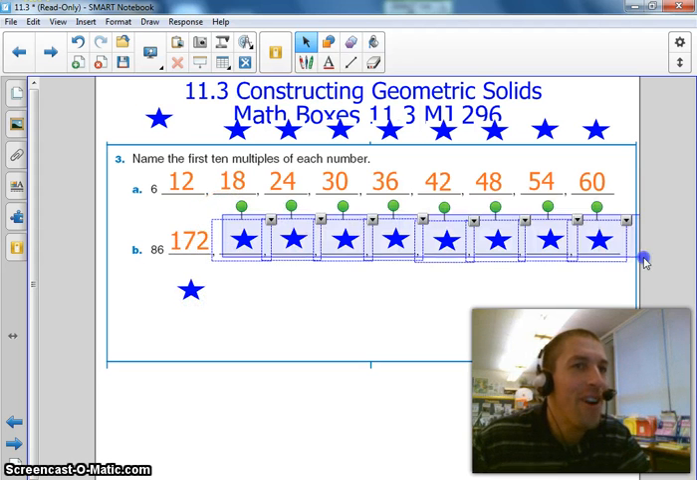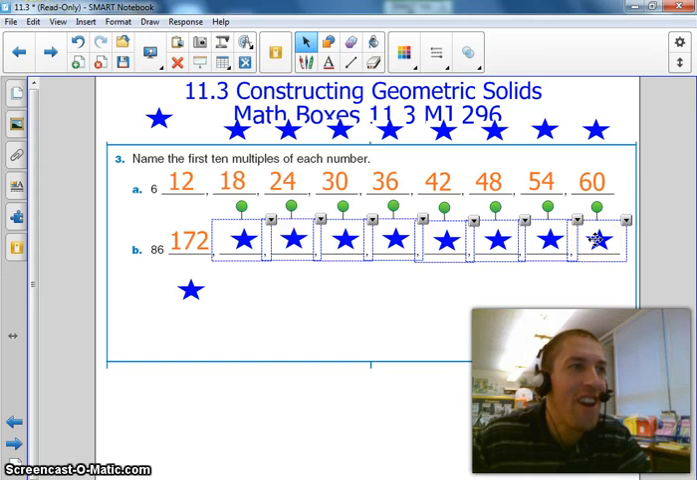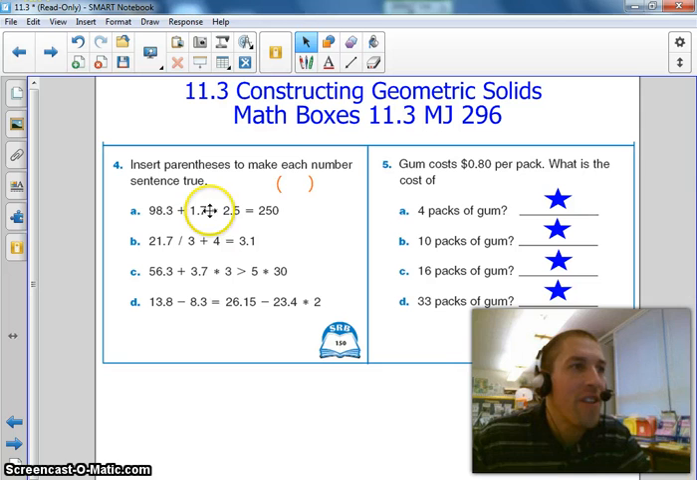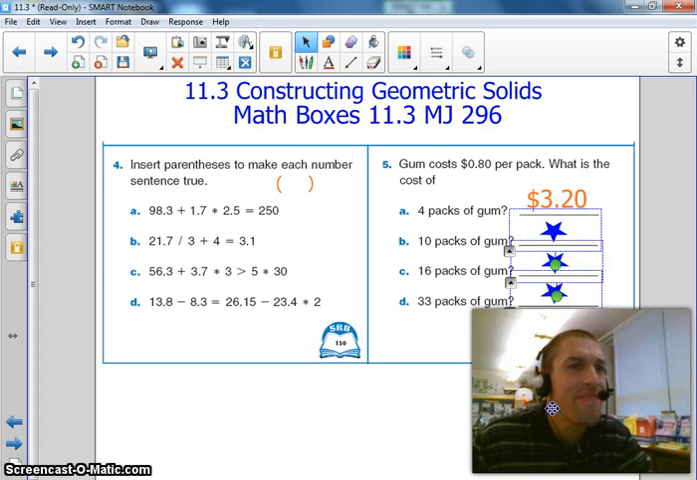172. That's a little harder. You want to challenge yourself? Pause it and try. Here are the answers. Put the parentheses in to figure it out. Alright. What about these? 80 times 4. 8 times 4 is 32, so 80 times 4 is 320. Try to do the rest of these. There you go.